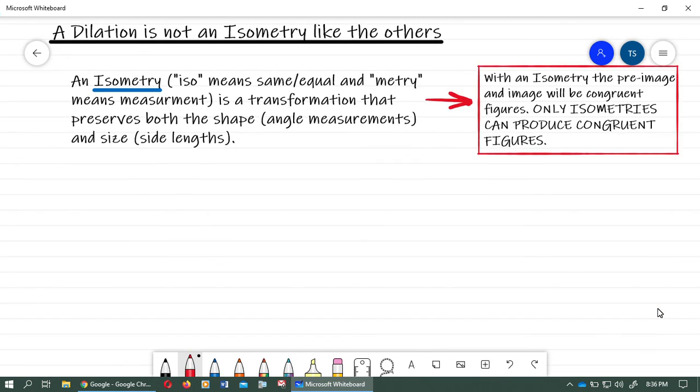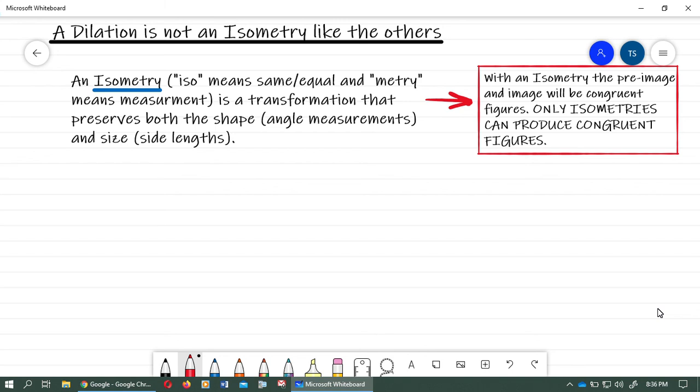Again, folks, with an isometry, your pre-image and your image will always be congruent figures. So again, your before and after will always be congruent figures with an isometry. And so what that means is that only isometries, only those types of transformations that preserve both the shape and the size, can produce congruent figures. So only isometries can produce congruent figures.